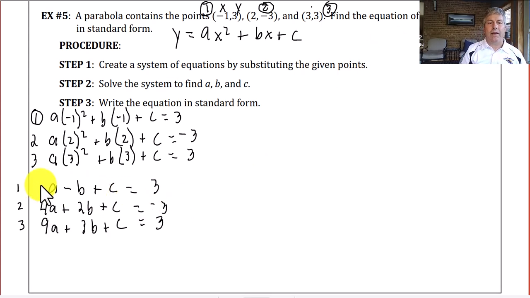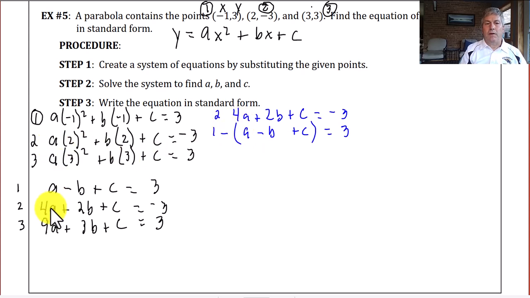Simplifying each equation, equation 1 simplifies to a minus b plus c equals 3. Equation 2, 4a plus 2b plus c equals -3. And equation 3 is 9a plus 3b plus c equals 3. So now we need to take 2 of the equations and drop out one of the variables a, b, or c, and we'll have to do that twice and we'll have to do it to the same variable. So let's take equations 1 and 2 and we'll drop out the c's.